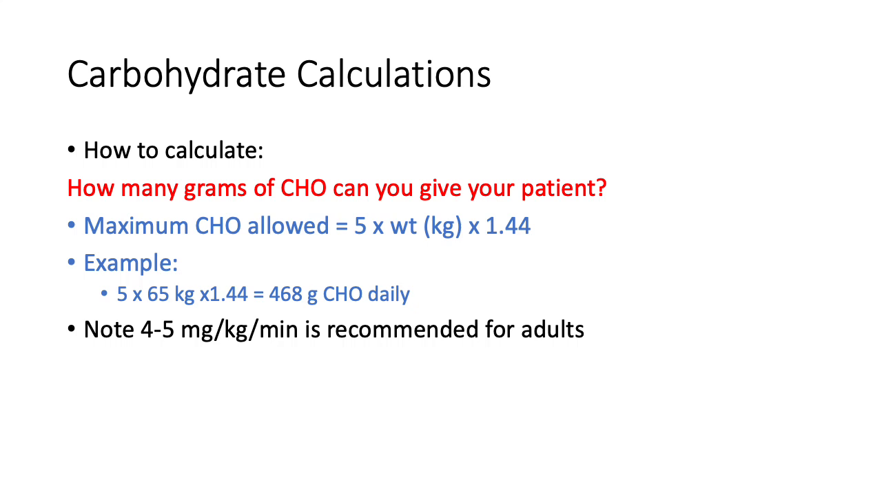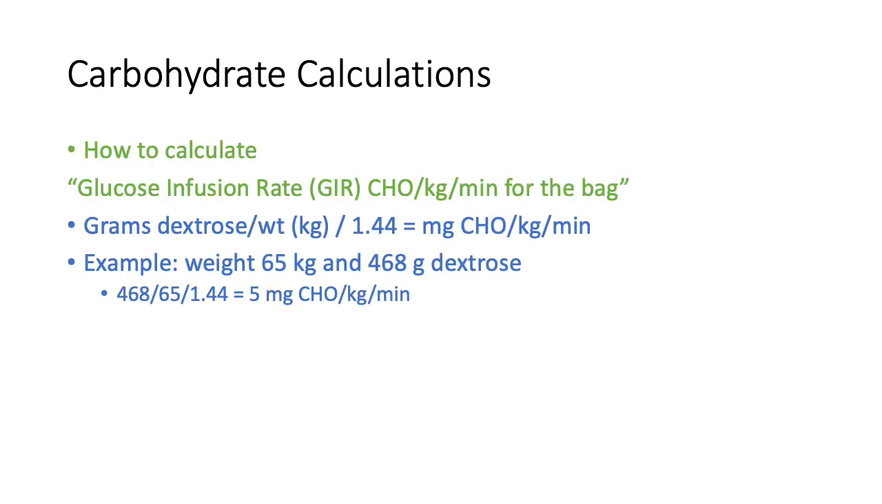And then remember that 4 to 5 milligrams per kilogram per minute is recommended for adults. Here's the calculation for GIR, or glucose infusion rate. It's the grams of dextrose divided by the weight in kilograms divided by 1.44. So for example, you have a 65 kilogram patient receiving 468 grams of dextrose. It would be 468 divided by 65 divided by 1.44, which equals 5 milligrams of carb per kilogram per minute.